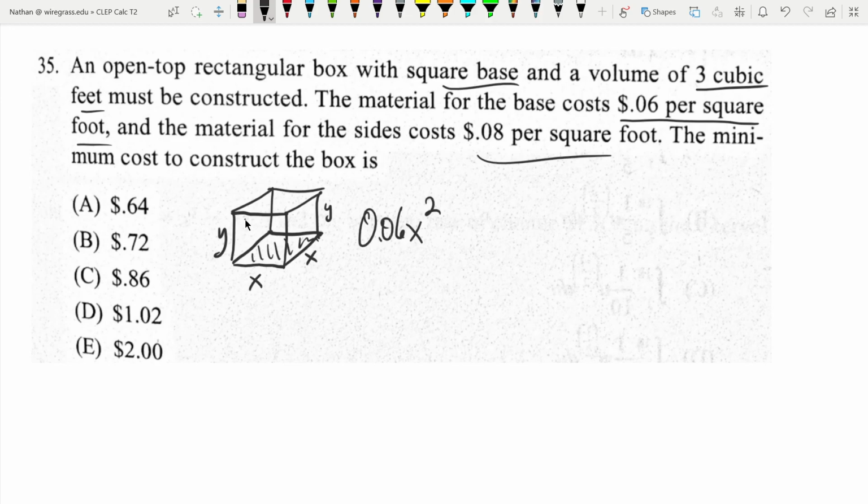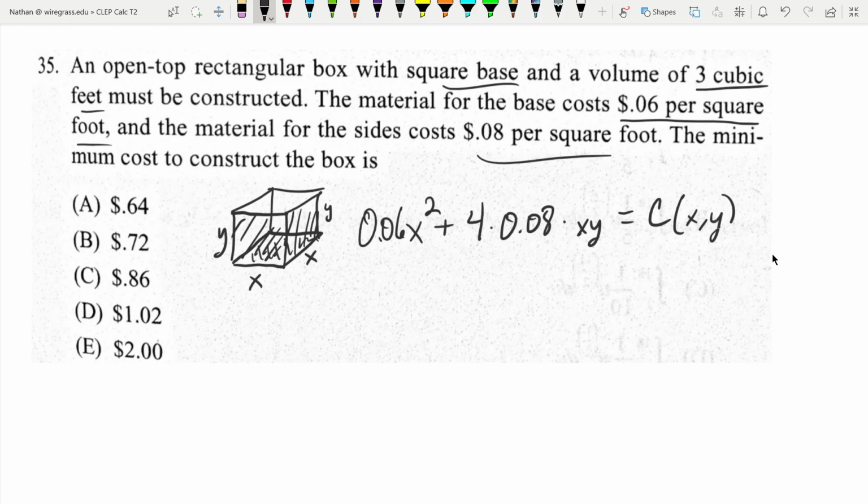And the side faces, this is 8 cents per square foot. It is x times y square feet. And this one on this side is also x times y. And the back is x times y. That one's x times y. So there's going to be 4 of them times 0.08 per square foot. And there are x times y square feet. This is our cost function, and it's a function of both x and y.